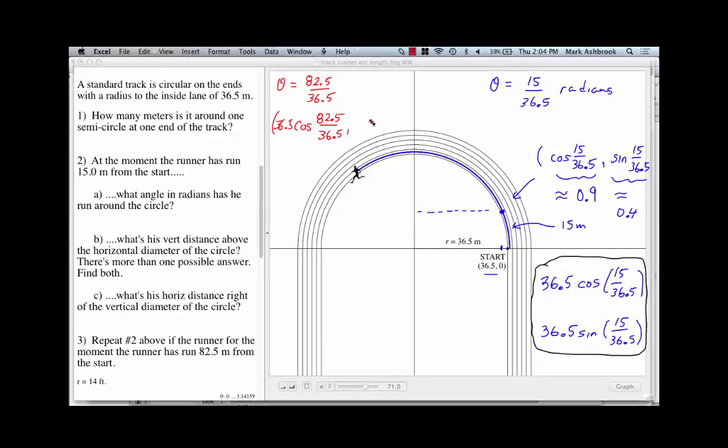Diana, did you get the y coordinate? Meters. And can you estimate the sine right here, where I have the runner? I don't know. 0.7. Yeah, 0.7, 0.75, yeah. Right there. 3/4 of the way up.